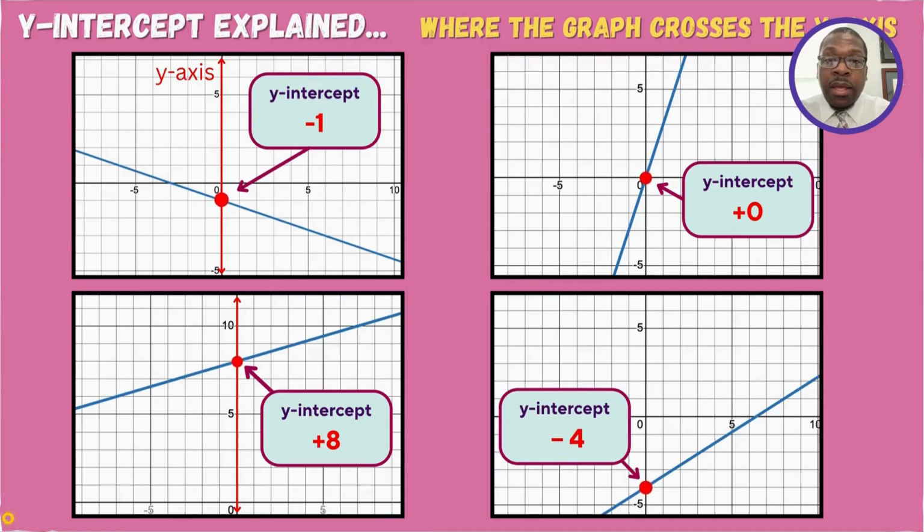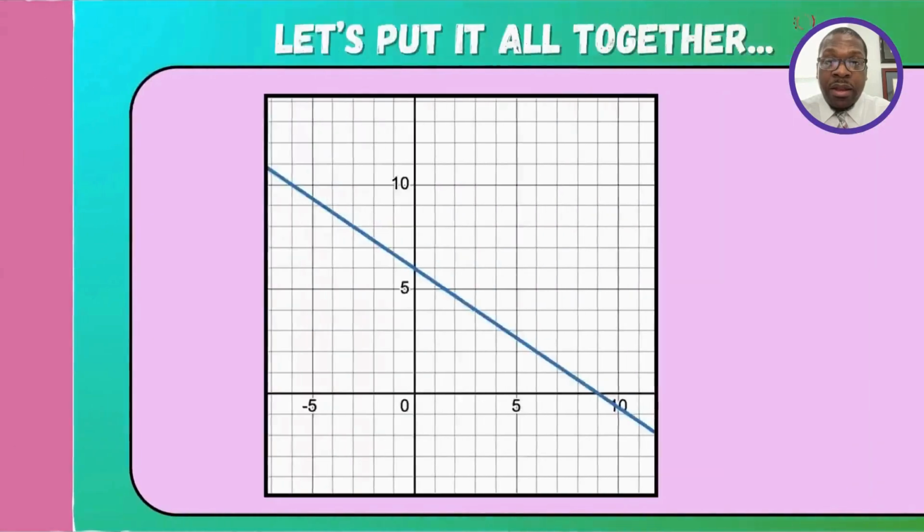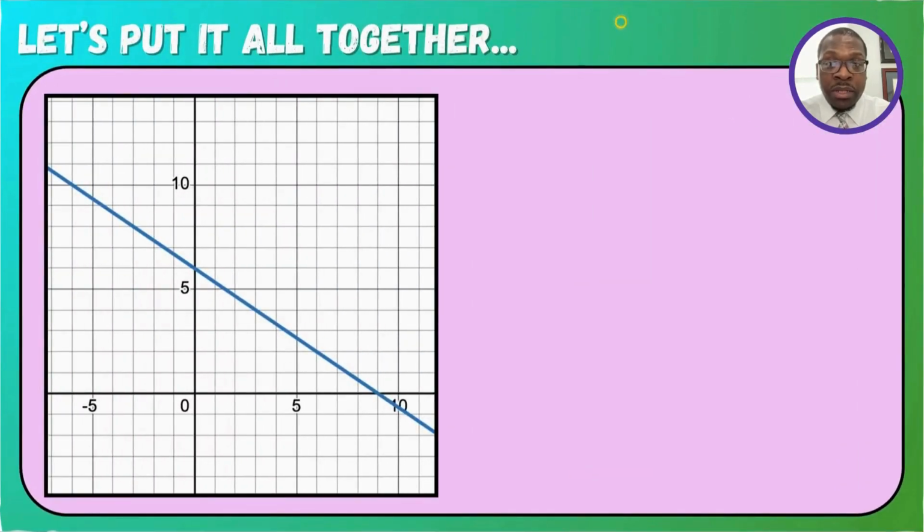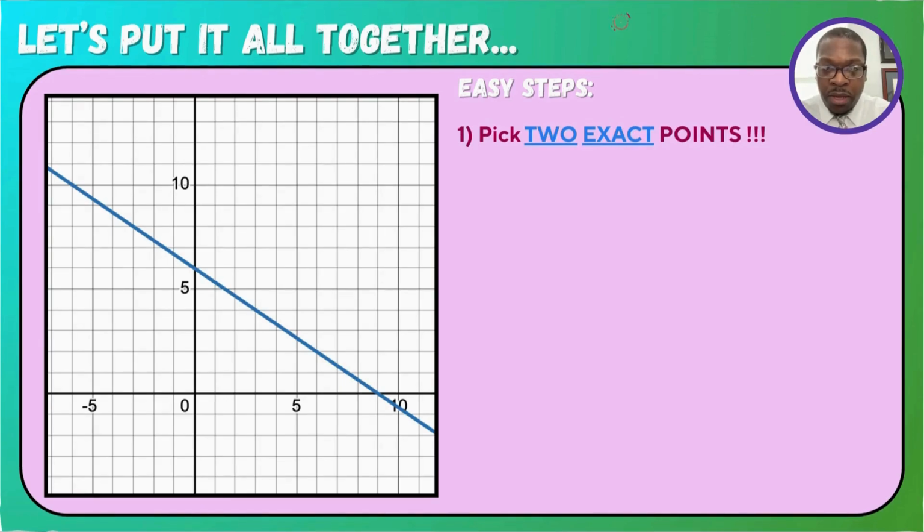All right, now we get to the good part. Now we get to put all this together, because now we're going to combine the rise over run with the y-intercept in order to get our final equation. Luckily for us, it's the same easy steps as before. Our first step is to pick 2 exact points. And again, it doesn't matter where you pick the points as long as they're exact. I pick a point here, and I'll pick another point here. Again, there are many other good points that you could have chosen. I just happen to choose these 2.